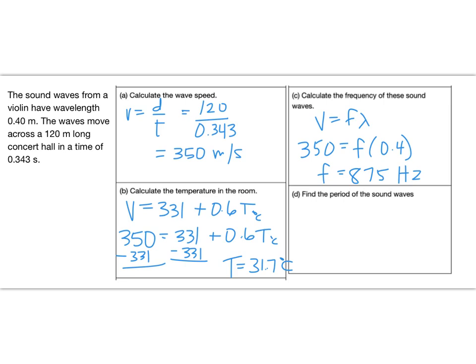And again, an old idea, find the period of the sound waves. All right, so period is 1 over the frequency. All right, and so we get a very tiny number. Okay, this is a really high frequency, so it doesn't take very much time to make one cycle, 0.00114 seconds.